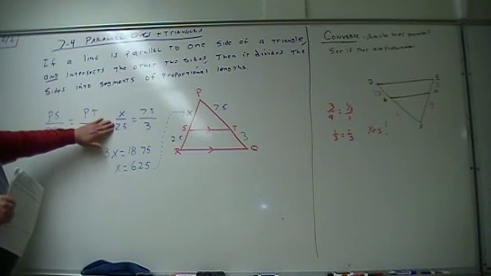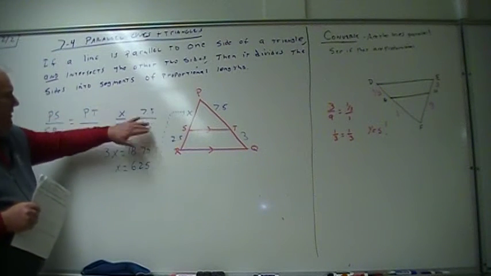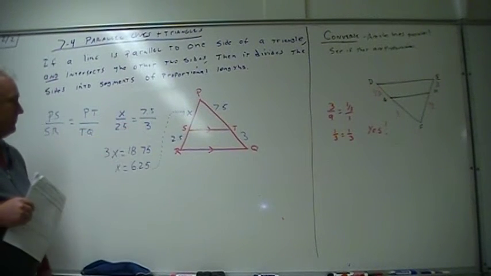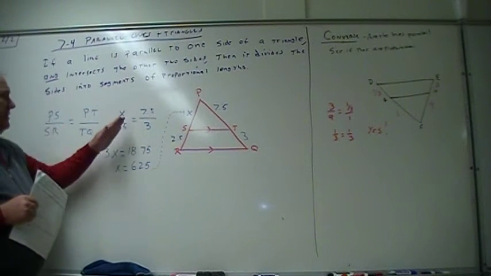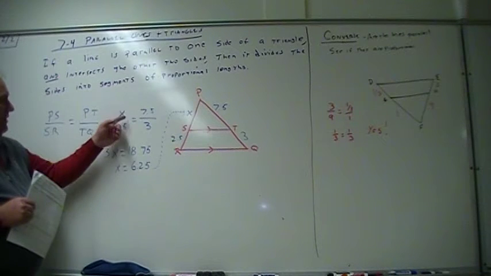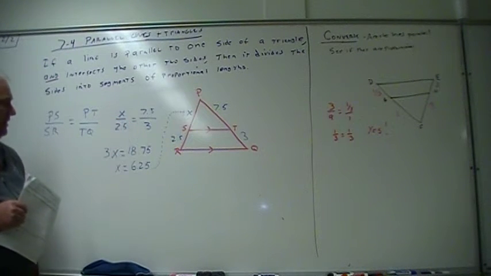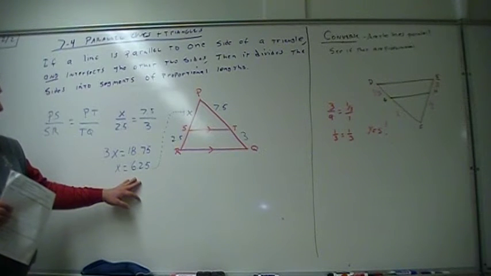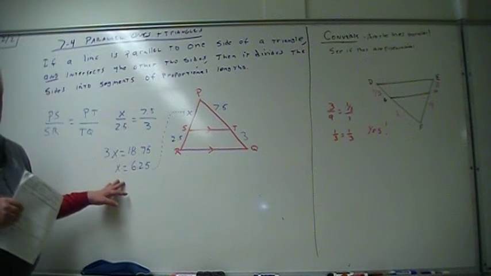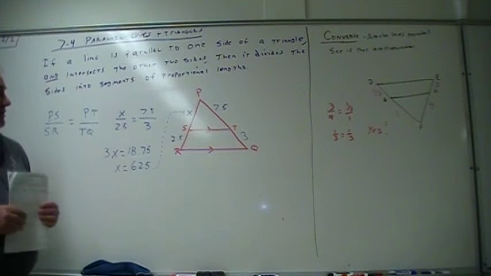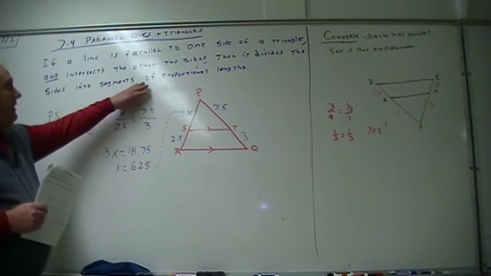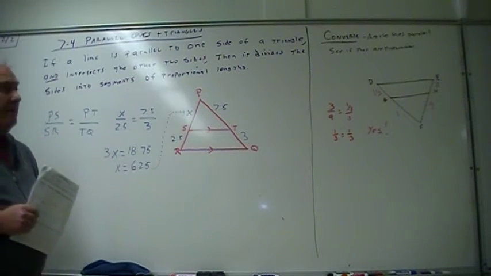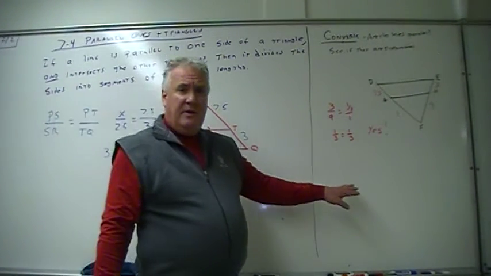So this is to this, x is to 2.5, as 7.5 is to 3. You know cross products. 3x equals 18.75 when you do the multiplication. x is equal to 6.25. That's an example of one of the ones we'll do in class. So this is the first of the theorems that we're doing. And next to it right here is the converse.